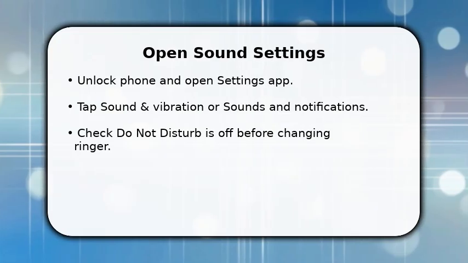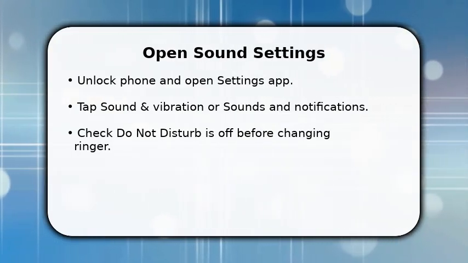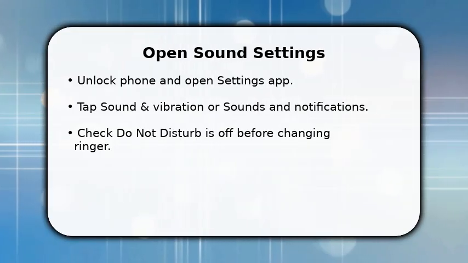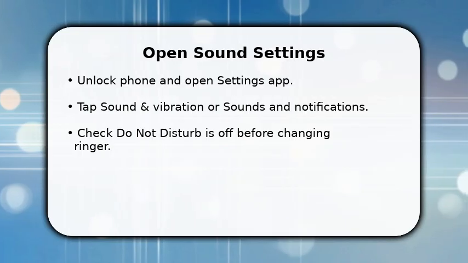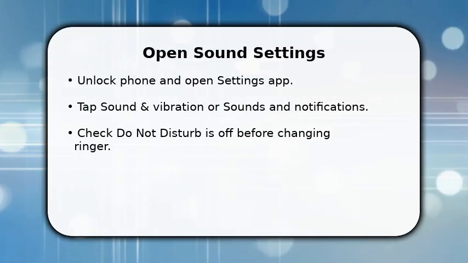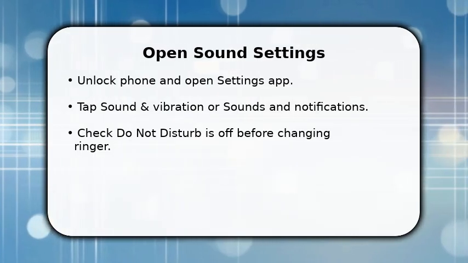You start by unlocking the phone and going straight to Settings. This is where Ringer options live. Tap Sound and Vibration or Sounds and Notifications. The label varies by device, but the content is the same. Once there, make sure Do Not Disturb is off so you can hear changes as you test them.